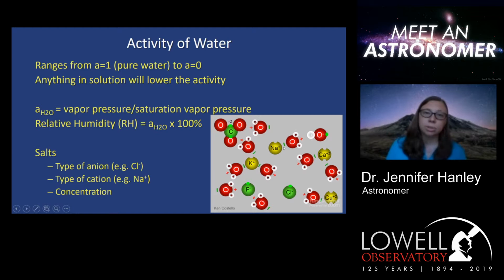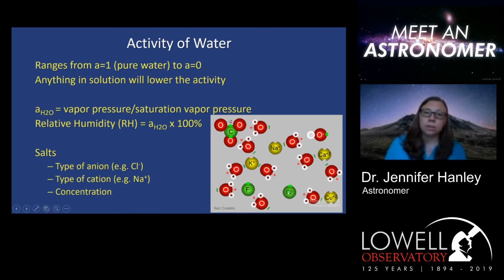Here's a little diagram showing how, if you recall, water is a polar molecule. So we have a positive side and a negative side, and that's affected by the ions in solution. We have a salt dissolved in water. It goes into its constituent ions, the cation positive or the anion negative, and those different ions can affect the activity of water in different ways.